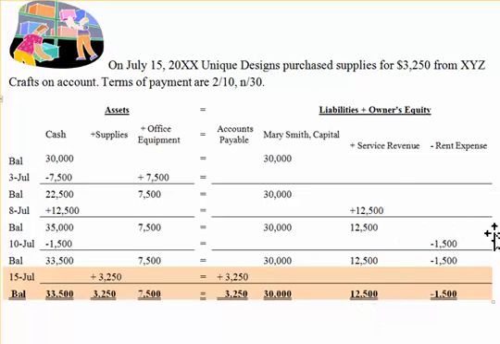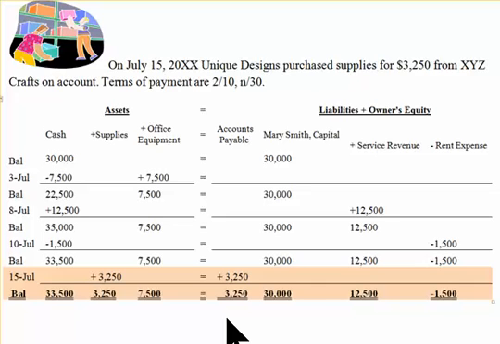I have one more transaction. On July 15, Unique Designs purchased supplies for $3,250 on account. So what happens here is that we now have another type of an asset. So take a look at our assets section. Our assets section is now with a new addition, supplies of $3,250.